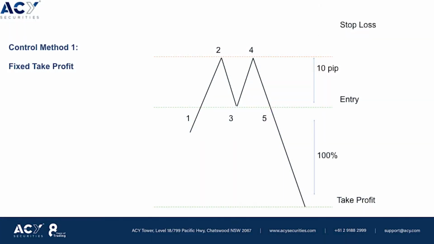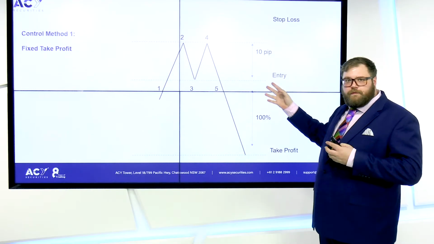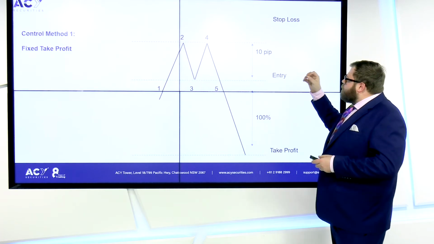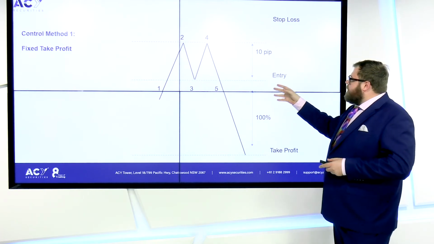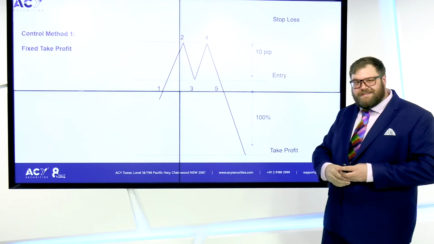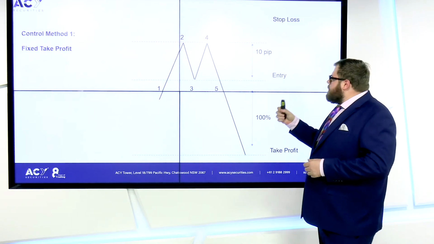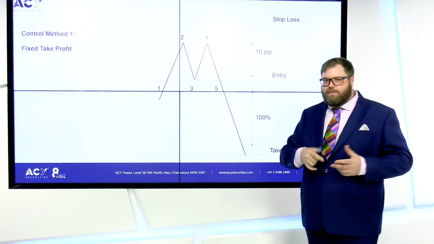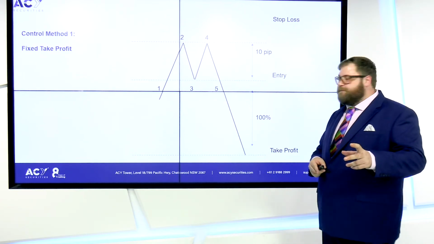Now, a couple of different ways to control price. The first and the easiest way to do this is to run it with a fixed take profit. At point 5, you've defined your pattern, and you would set a stop loss behind point 4 and 2. You'd be aiming to have it behind that resistance line, just like I said before. Now, when it comes to picking where your take profit goes is where it changes.